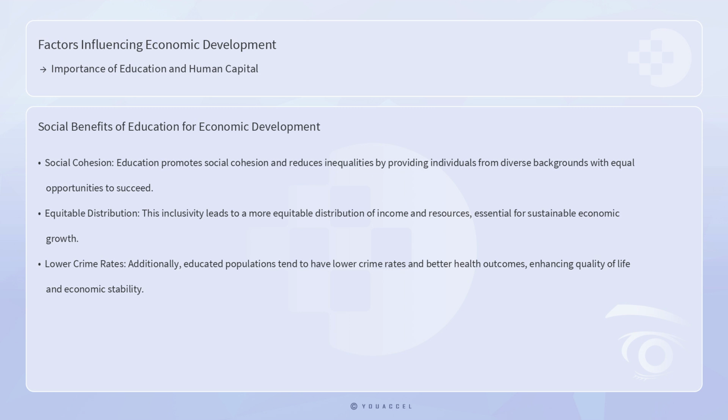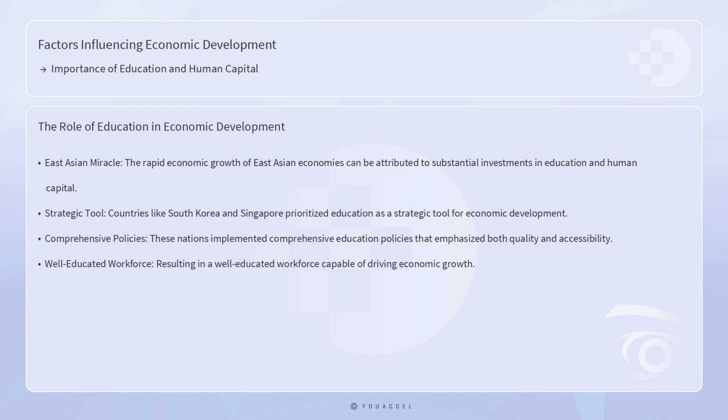Education promotes social cohesion and reduces inequalities by providing individuals from diverse backgrounds with equal opportunities to succeed. This inclusivity leads to a more equitable distribution of income and resources, which is essential for sustainable economic growth. Additionally, educated populations tend to have lower crime rates and better health outcomes, further enhancing the quality of life and economic stability. The role of education in economic development is further exemplified by the experiences of various countries.